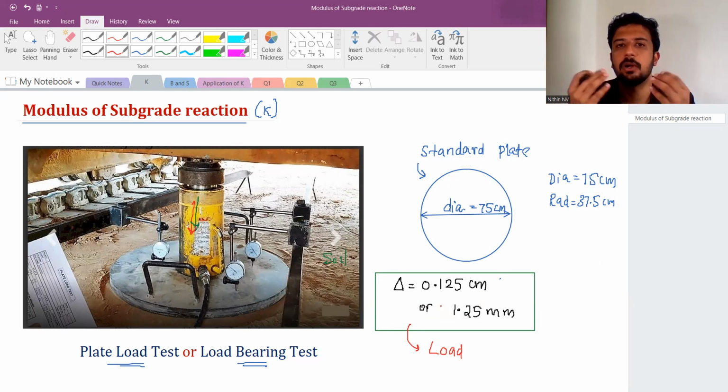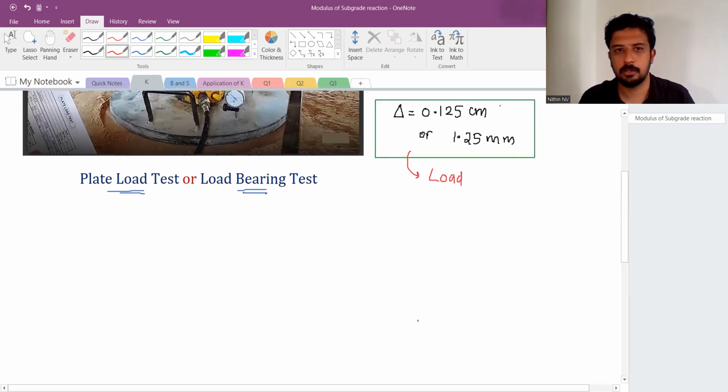Now that load is what we require from this test. Once you are getting the load, what can I calculate? From the load, I can calculate the corresponding pressure, right? Why am I calculating the corresponding pressure? Because the modulus of subgrade reaction K is given by pressure divided by the deflection.